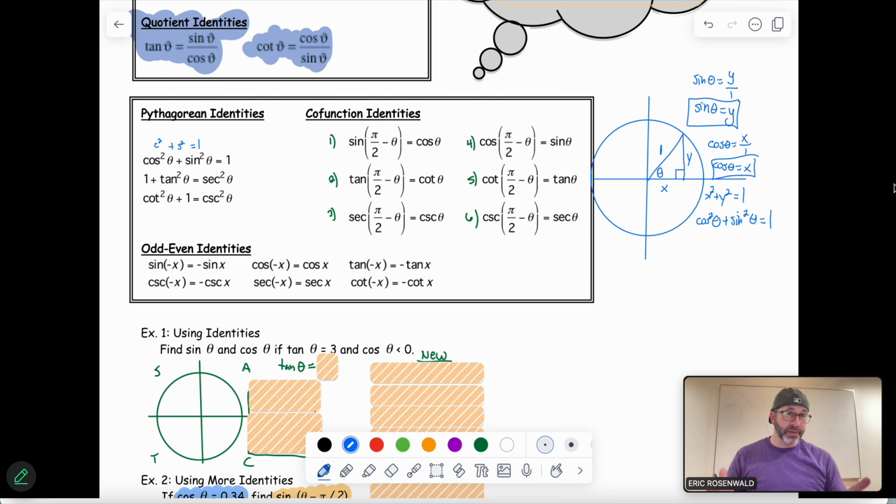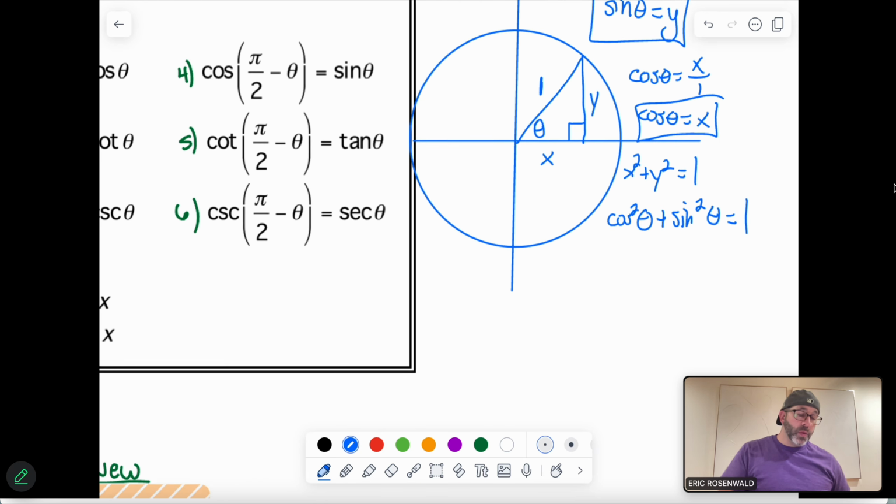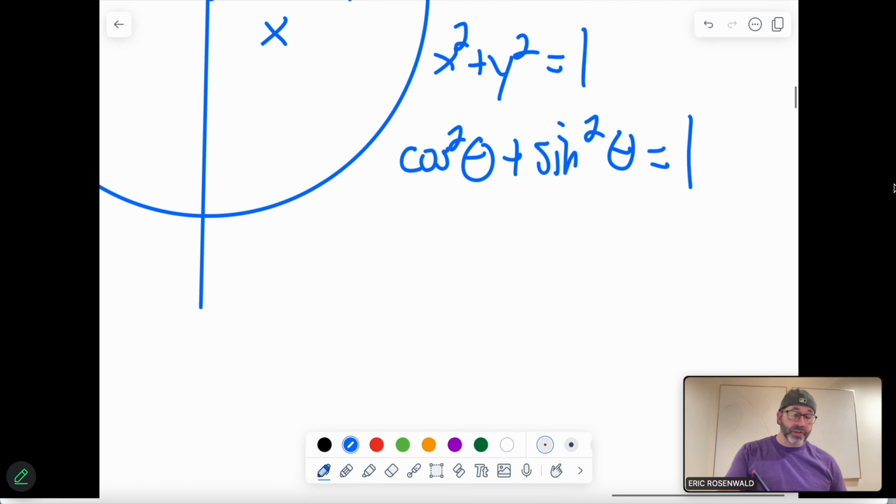This all is really simple. It just ties in sine and cosine. How do I get tangents and secants and cotangents and cosecants? Well, we can play around with these and make some simple changes.